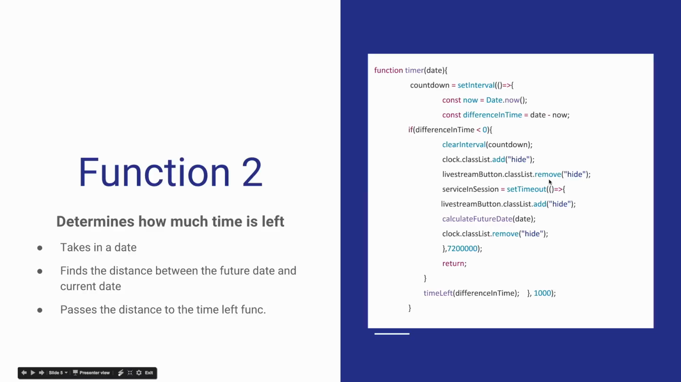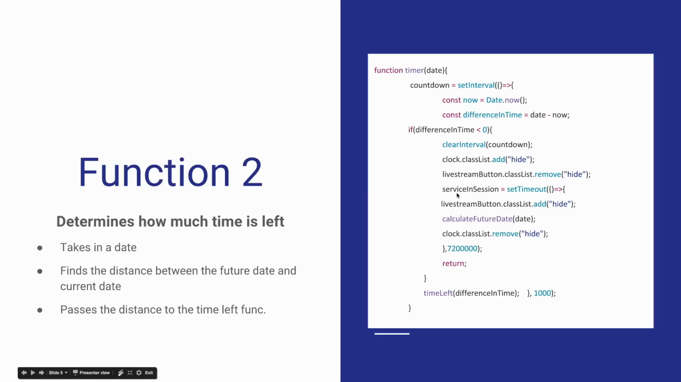And while we're doing that, we're going to hold off bringing back the clock on to the screen for 2 hours. So this number right here is a big number, I know, but it represents 2 hours. So 7,200,000 milliseconds is 2 hours, right? So it's going to hold it for 2 hours.